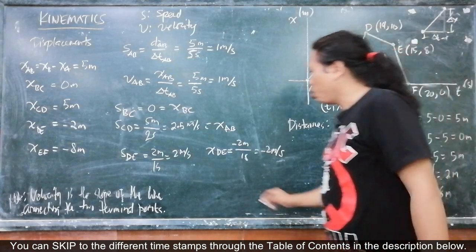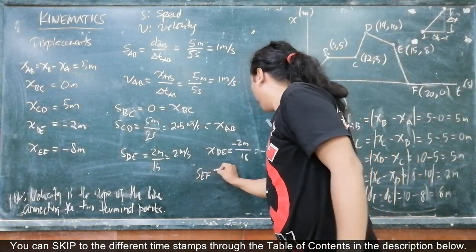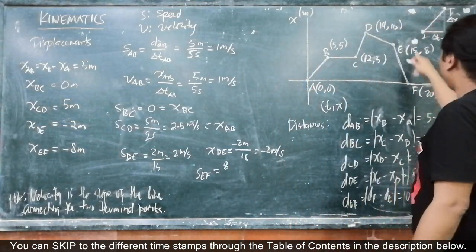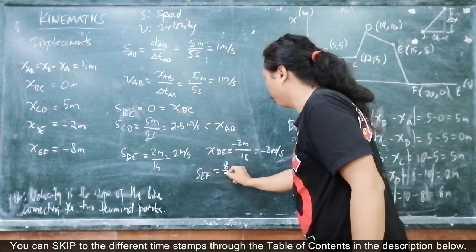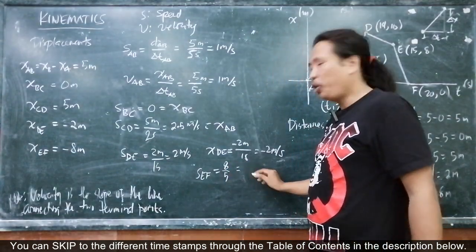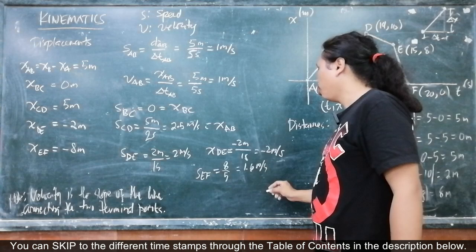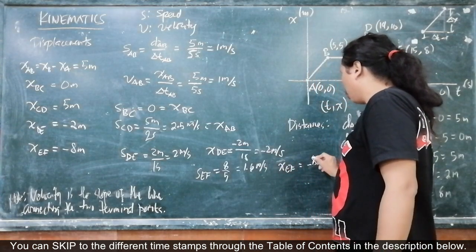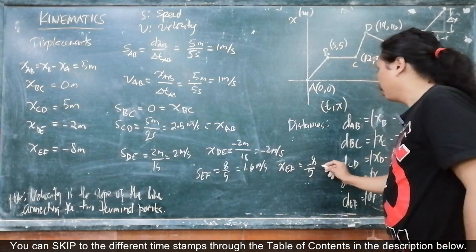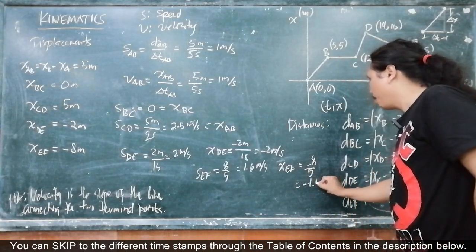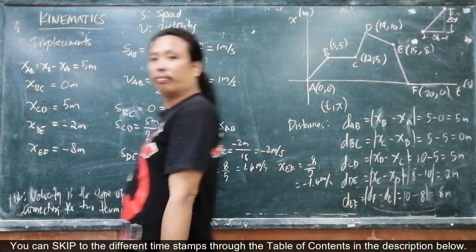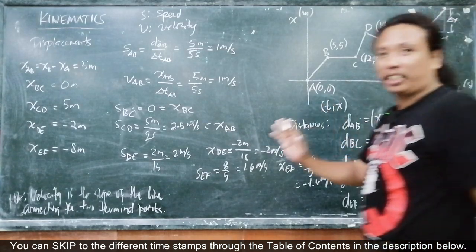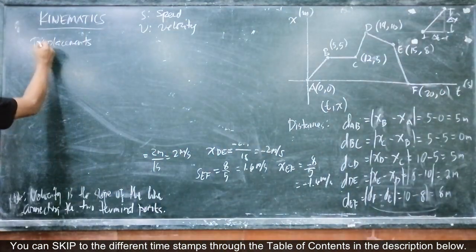And also you have SEF would be 8 over 20 minus 15, that's 5, right? So 8 over 5, that's 1.6 meters per second. But XEF would be negative 8 over 5. That would be negative 1.6 meters per second. Okay? Now, here's the catch. Here's the interesting part.